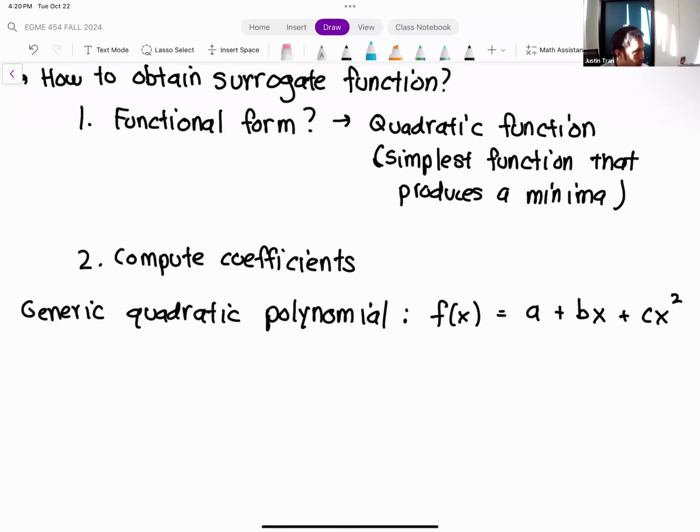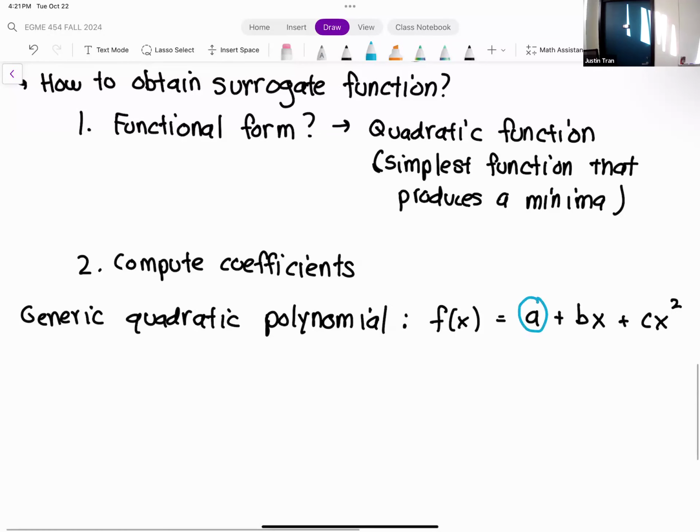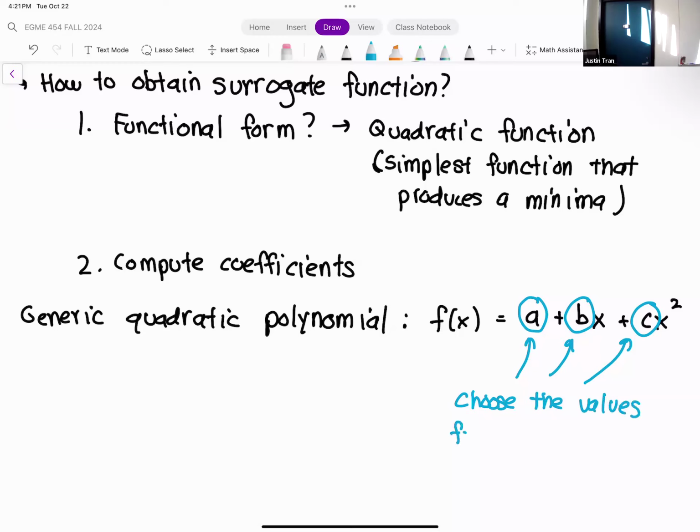When I say that we have to determine the coefficients, what I mean is to choose the values for a, b, and c. So we need to choose the values for these coefficients. And how are we going to choose these values? Well, we want to make sure that our surrogate function approximates our original function as closely as possible.